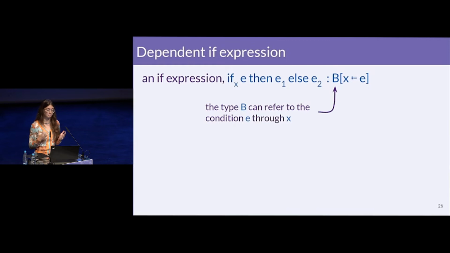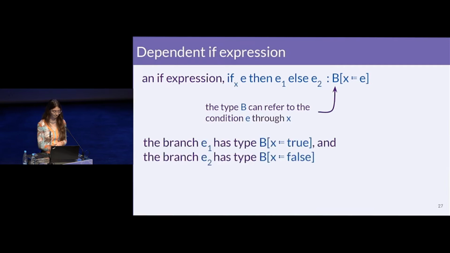And so here in a dependent if expression, we can actually reflect the dynamic control flow information into the type system. We do this using a dependent type, where the type B can refer to the condition E through the variable X. And as you might expect, now X is replaced with true in the first case, because that's what the condition is, and false in the second case.